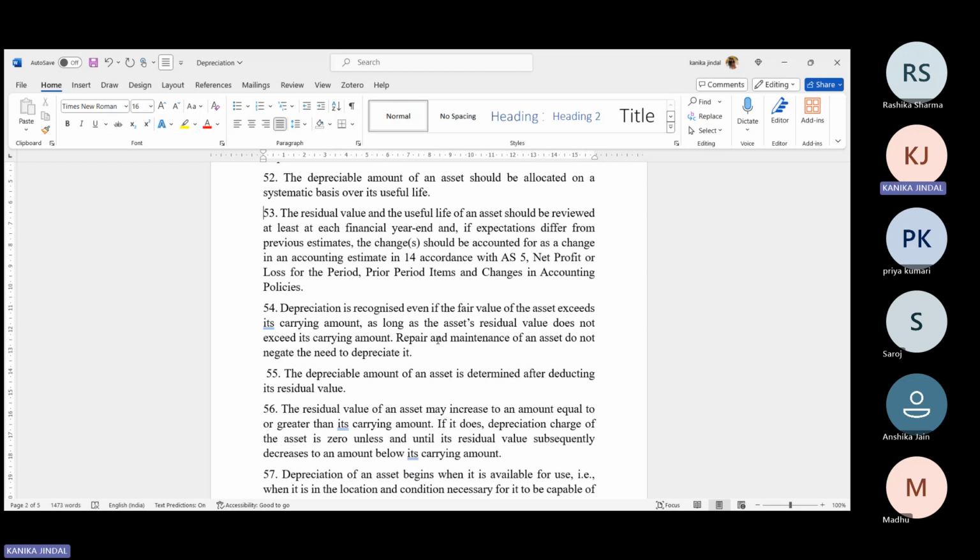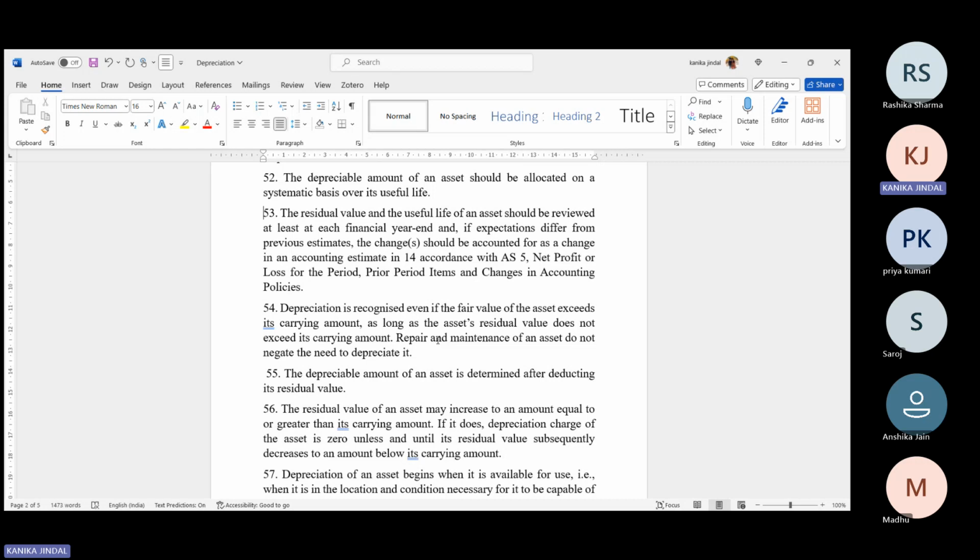Okay. So the residual value of an asset may increase to an amount equal to or greater than its carrying amount. And if it does, the depreciation charge of the asset is 0 until and unless its residual value subsequently decreases to an amount below its carrying amount. So they are saying the residual value of the asset may increase to an amount equal to or greater than its carrying amount. वो ज्यादा हो सकता है residual value उसके carrying amount से.